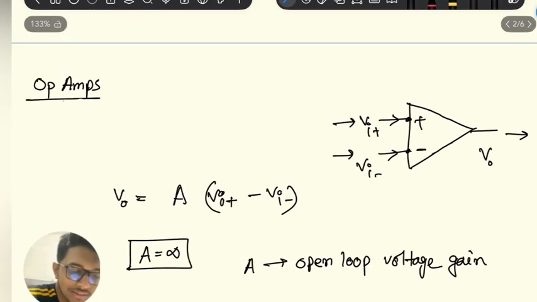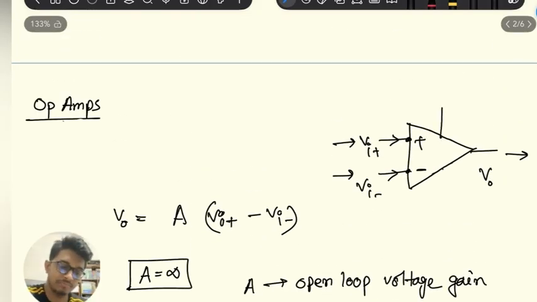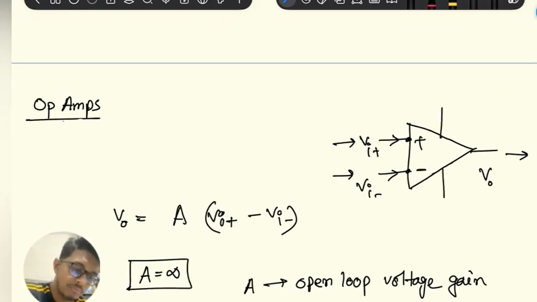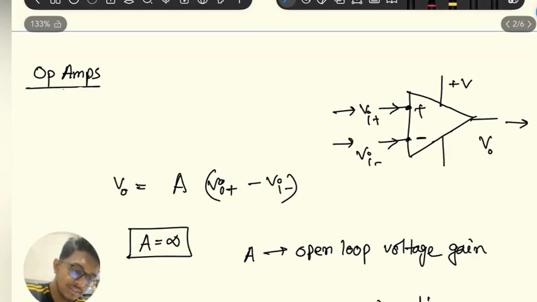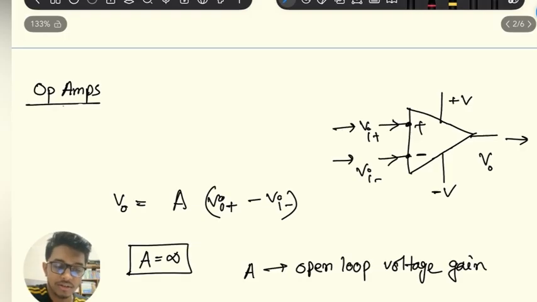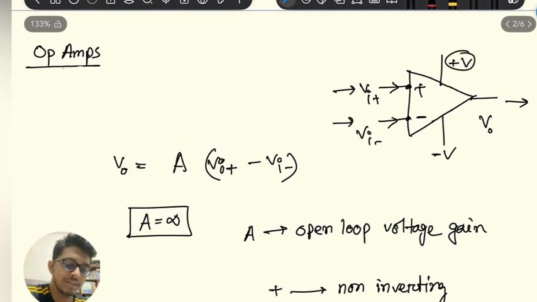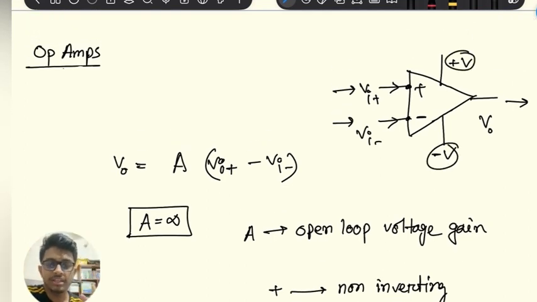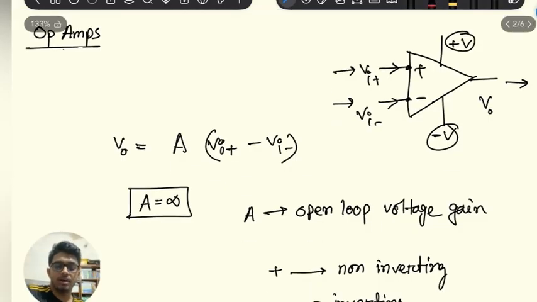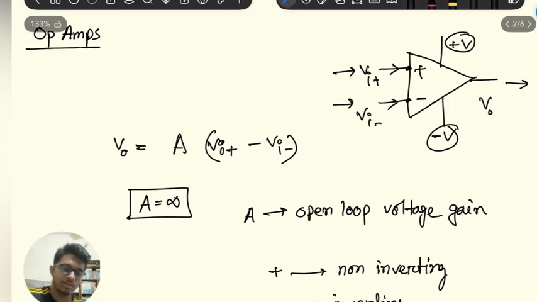The op-amp has a power source. Here, positive voltage is given in this terminal, and the terminal in the downside, here negative voltage is given. These two voltages are called bias voltages. This is positive bias, this is negative bias. These two voltages actually work as a power source of this op-amp. These two actually keep the output voltage of the op-amp limited.